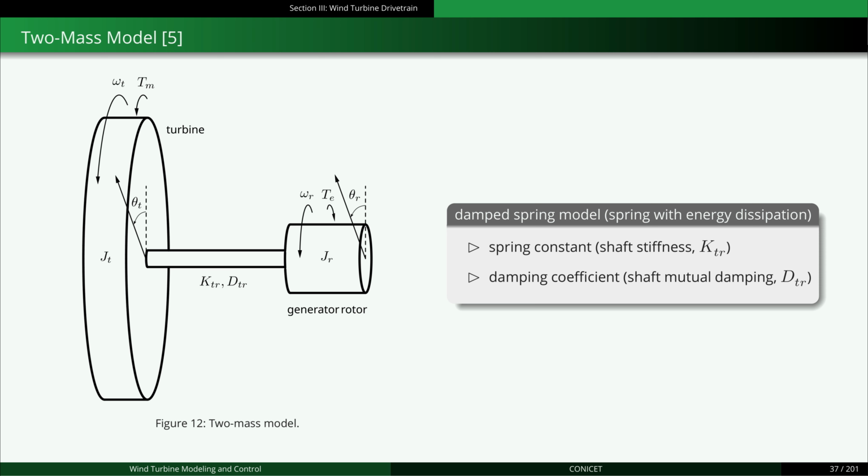The two-mass system is modeled using a damped spring model. The model parameters are the spring constant and the damping coefficient, which represent the stiffness and mutual damping of the shaft, respectively. In addition to the mechanical and electrical torques applied to the turbine and generator masses, three additional torques must be considered: the elastic torque, the damping torque, and the friction torque.